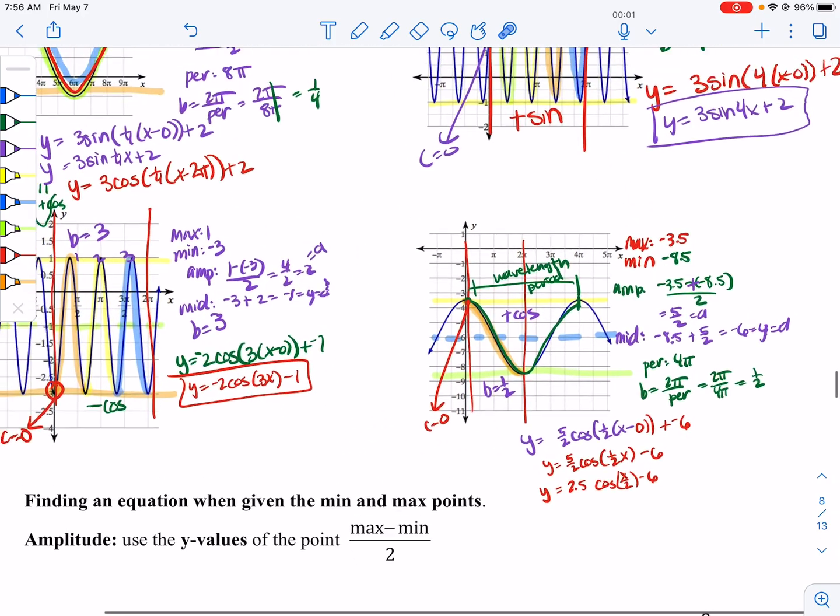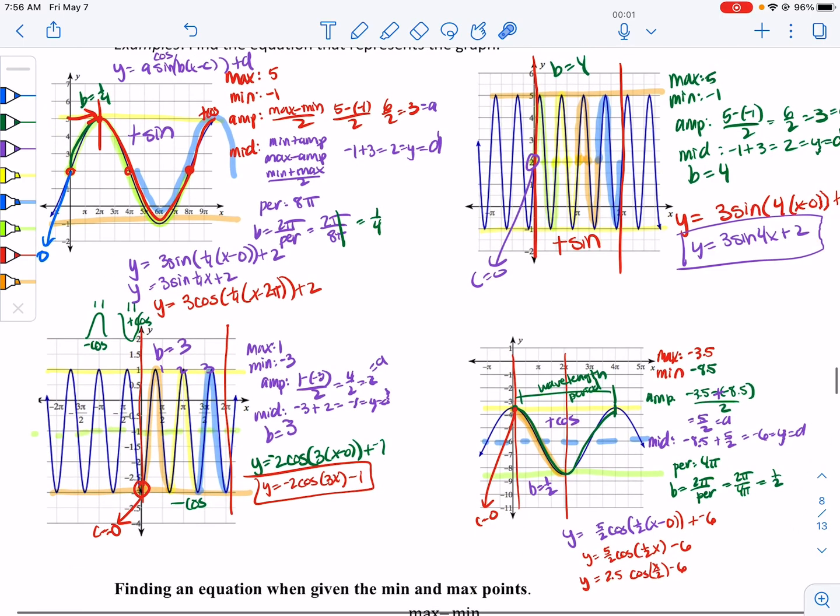So that's how we use our previous skill set of finding the min and max, which gets us to the amplitude and midline, and then finding our b value, which is how many cycles happen between 0 and 2 pi. So 1, 2, 3, 4, 1, 2, 3. This one between 0 and 2 pi was shorter. It happens to be a quarter.